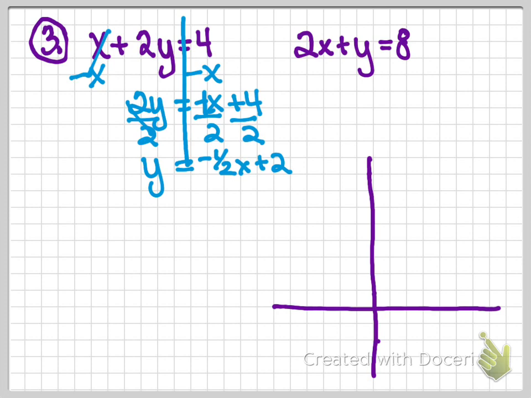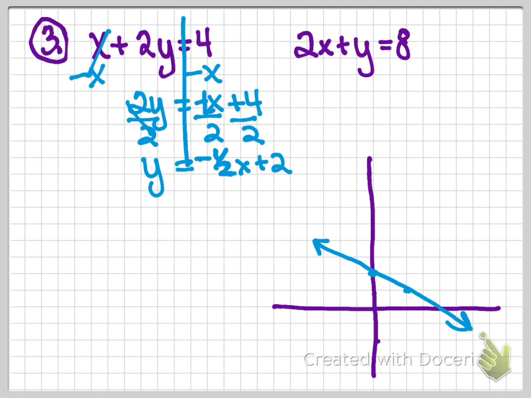Now, we can graph this line. Now we know that we can start on the y-axis at 2, right? And then we're going to go down 1 over 2. That's our slope, down 1 over 2. Here is the line represented by the equation y equals negative 1/2 x plus 2.